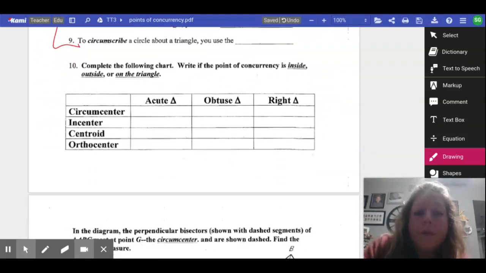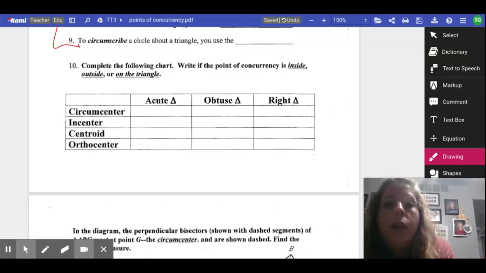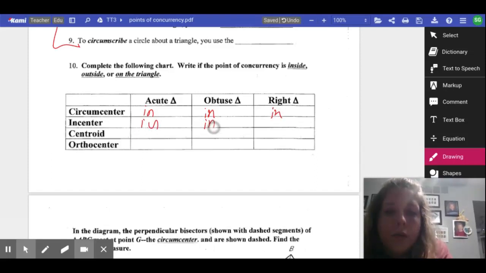All right, this chart, you actually completed this when we did the GeoGebra assignment, because I asked you to move your triangle and change the shape and determine where each of these things were when you change the shape. So circumcenter is always inside, no matter what the shape is. Same with incenter, because these have those circles, and that center's got to be inside to create that circle.